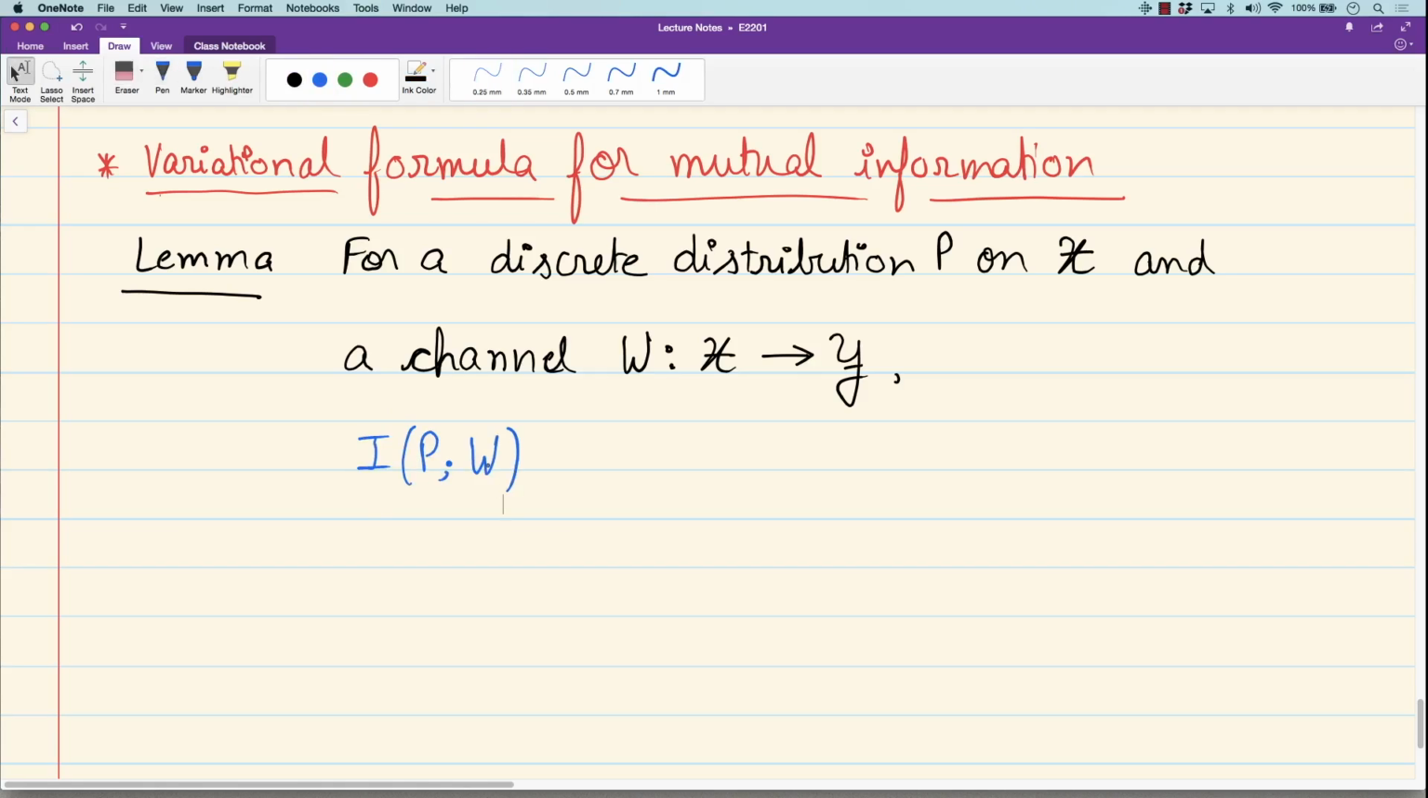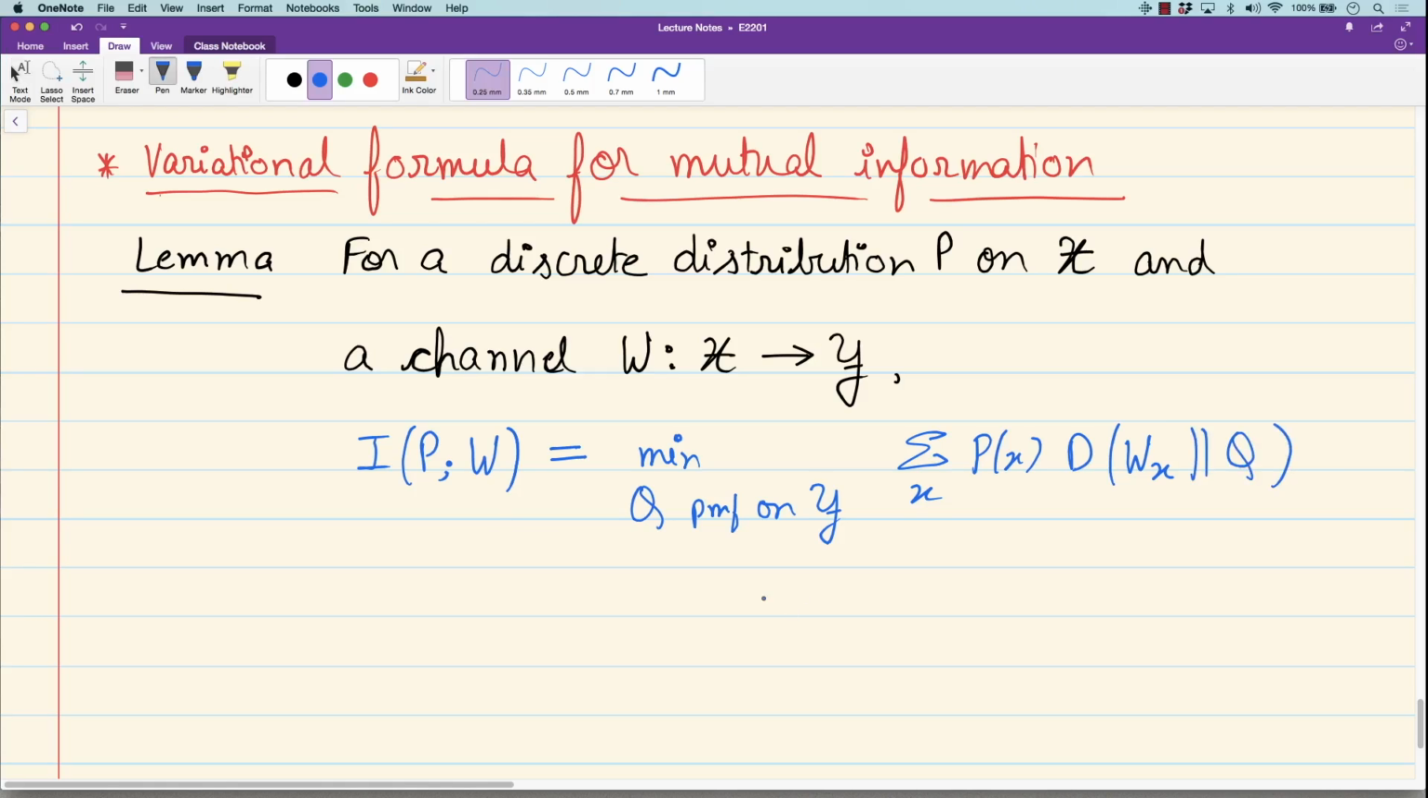That's something we've already seen. It's a divergence between the joint distribution of x, y and the product of marginals. But there's a very interesting, again, geometric interpretation of the same formula. It's a variational formula for mutual information. This is the minimum over all Q, where Q is a PMF on Y, the output alphabet, of the summation over x of Px, the input distribution, times the divergence between Wx, the distribution on the output when the input is x, and Q.